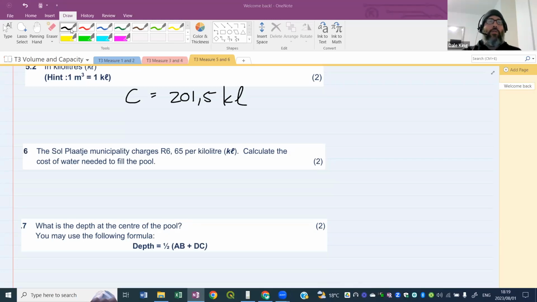All right, Lufuno, please help us out. What do we do here? Okay, so I have a different method. I'm not sure if in other schools they use it though. So what I do is I wrote it down: 1 kiloliter is equal to 6.65. Then I took the 201.5 and put it on the 1 kiloliter side.